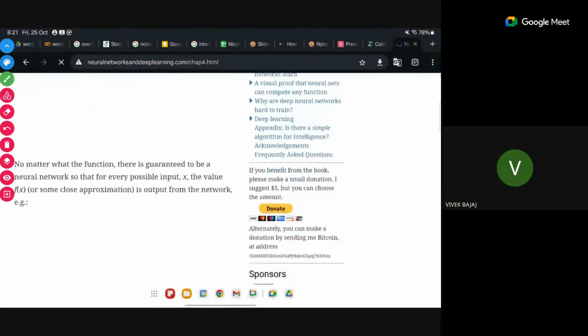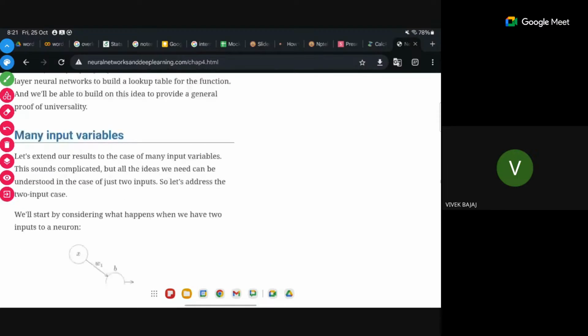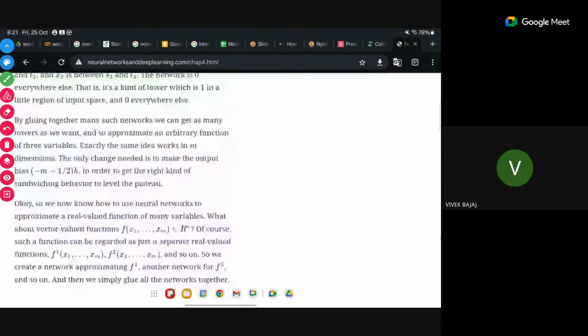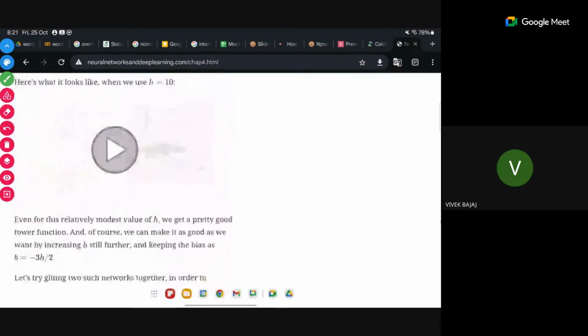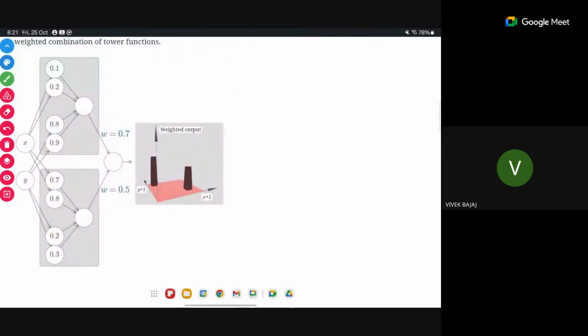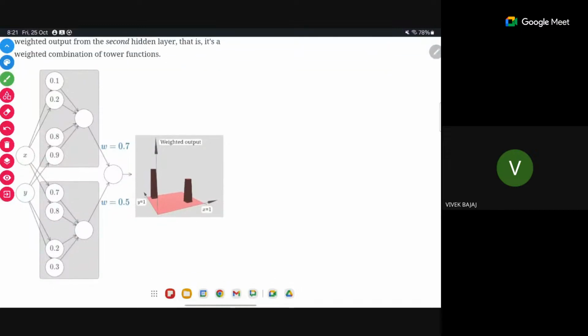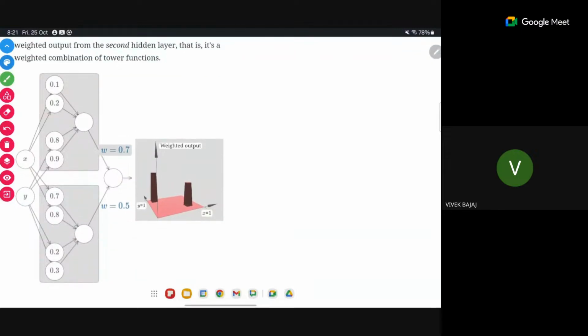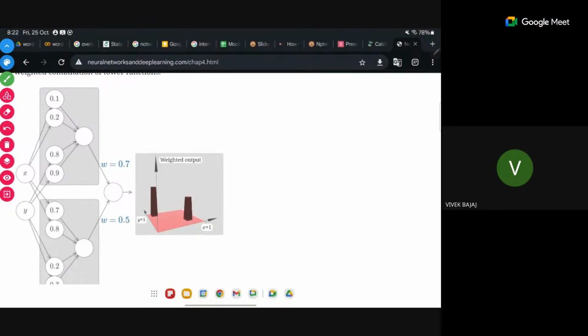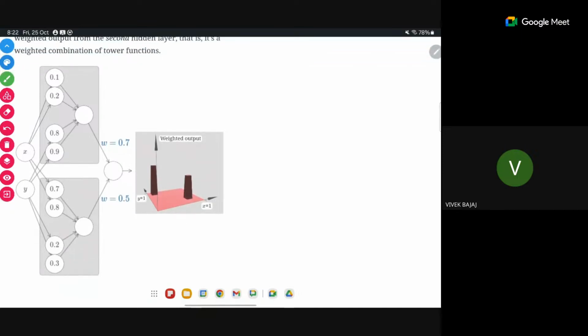If we go here, I'll skip to the last part where it was explained, and you can see here. This is the one we are looking into. You can maybe play around with it a little bit. This is the tower which we wanted from two inputs. Here you can see two inputs are there, x and y.